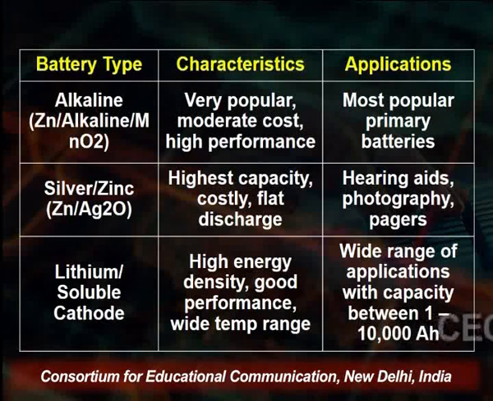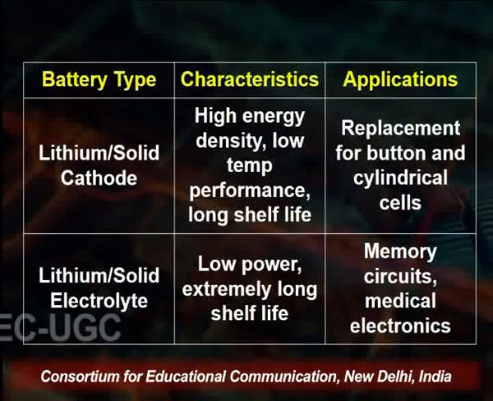Silver zinc is another type of battery, having the highest capacity, costly, flat discharge, and used in hearing aids, photography, and pagers. Lithium soluble cathode batteries have high energy density, good performance, wide temperature range, and a wide range of applications, with capacity between 1 to 10,000.